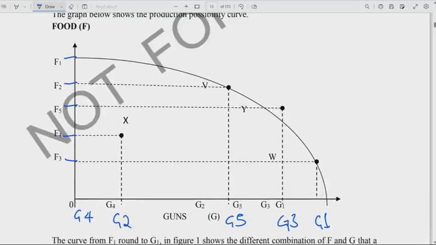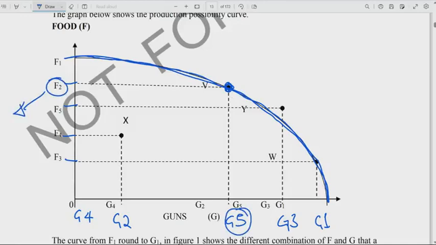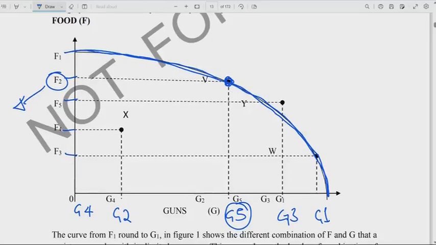Along this line here is where we can produce the maximum output. We're interested in the maximum output. That means, for example, we can produce at this point F2 of food, that's a number, and G5 of the guns. The same applies here: we can produce F3 of food and G1 of the guns.